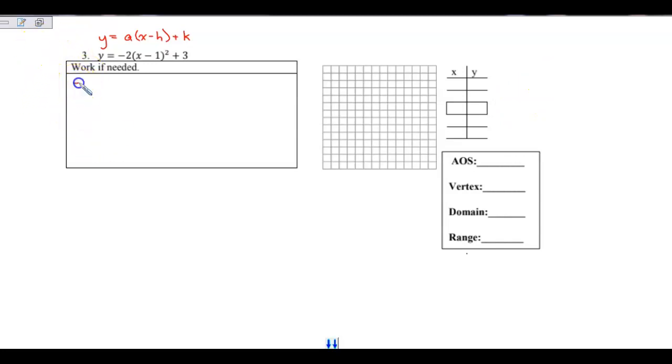And I'm going to have -2 times, let's go ahead and go with -2, minus 1 squared plus 3. -2 minus 1 is -3. -3 times -3 is positive 9. 9 times negative 2 is negative 18. Negative 18 plus 3 is negative 15.